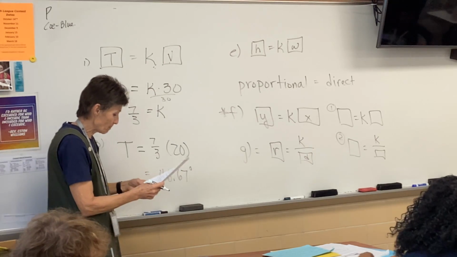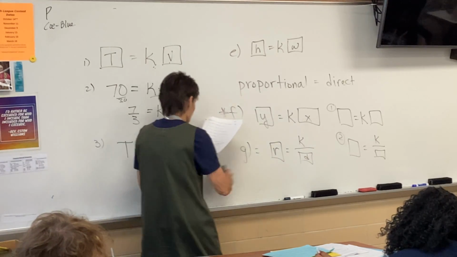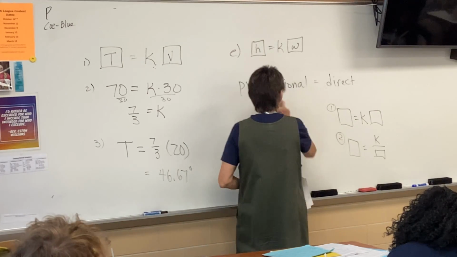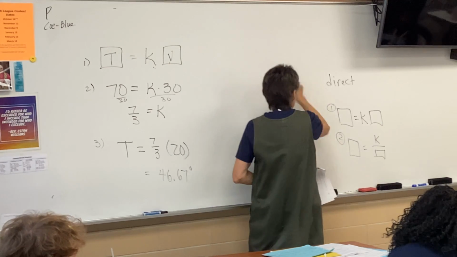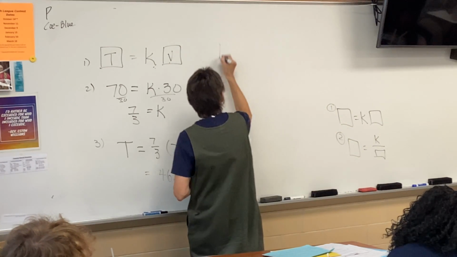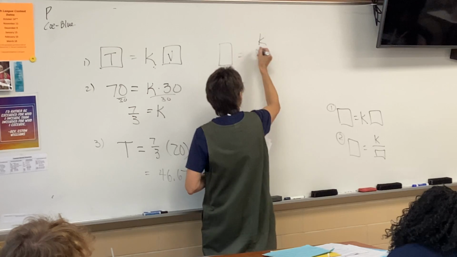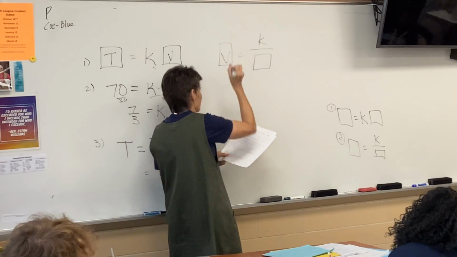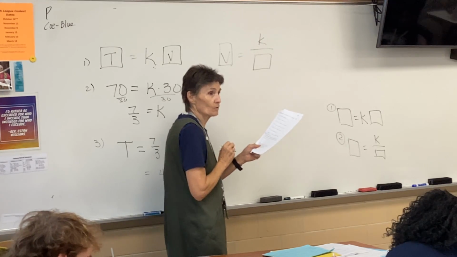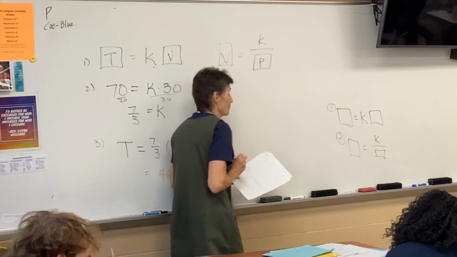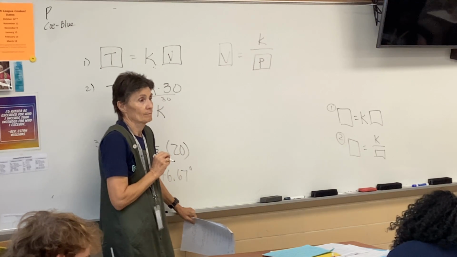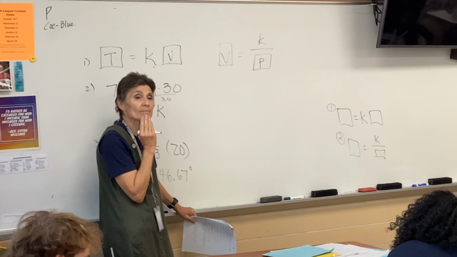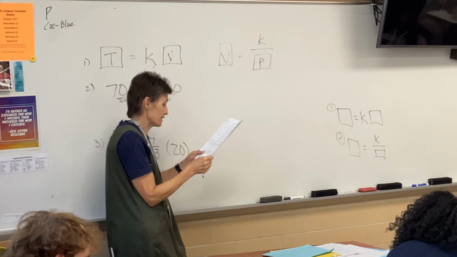All right, let's look at B. Which setup am I using, number 1 or number 2? 2. I'm using number 2, so I'm just going to write that down. All right, volume varies inversely as pressure. Okay, does that make sense to everybody? Okay. What's the next sentence say?